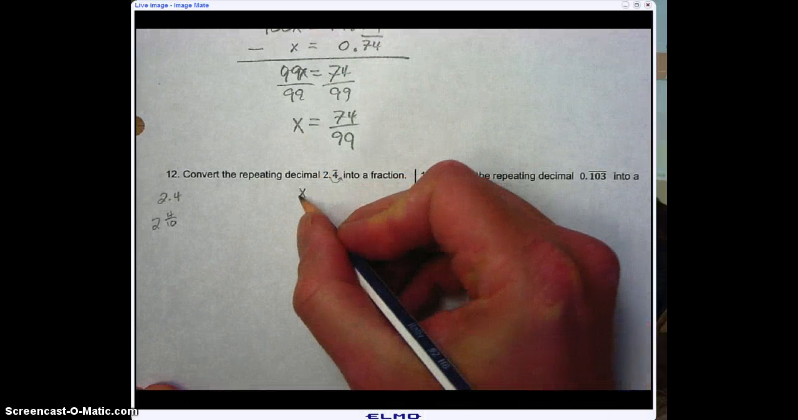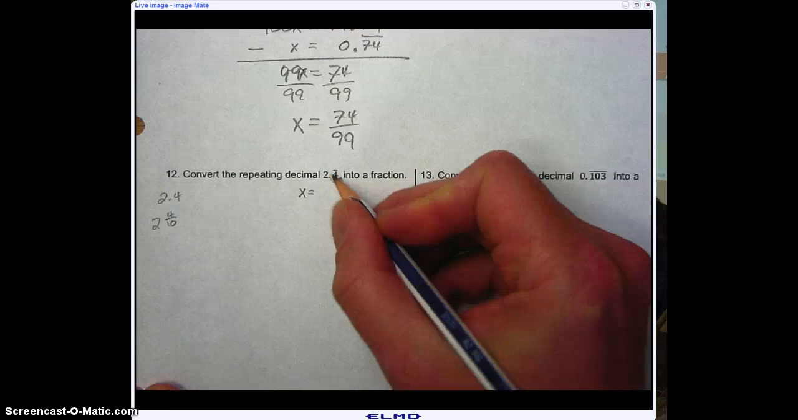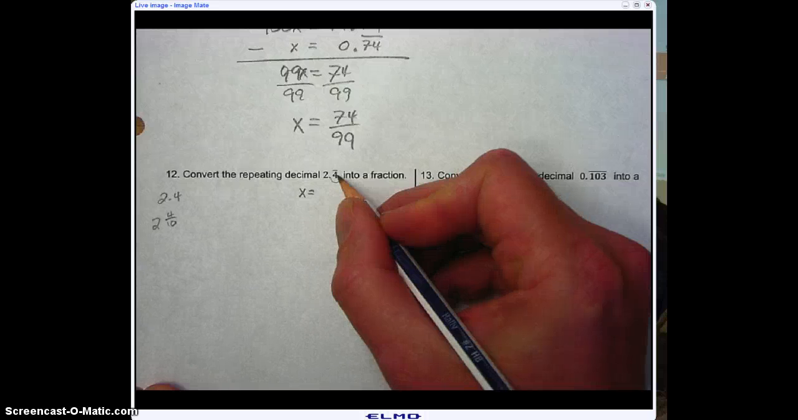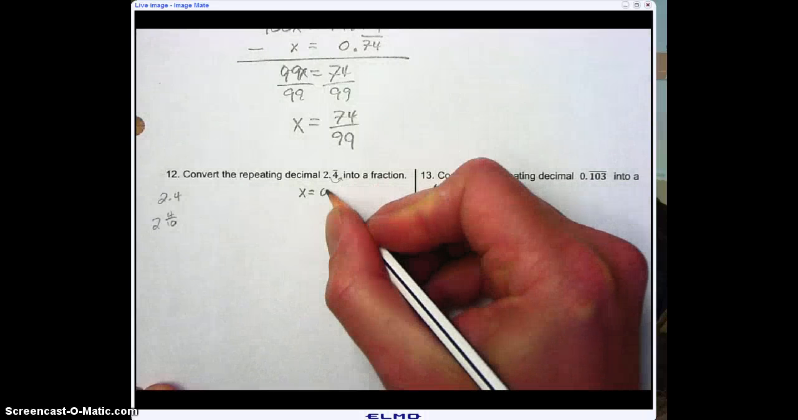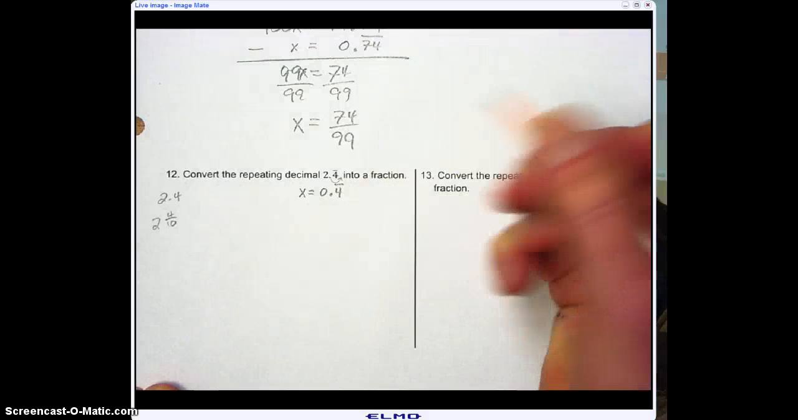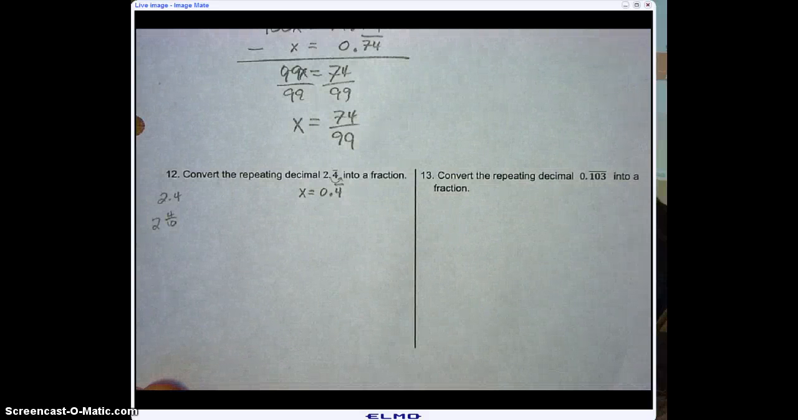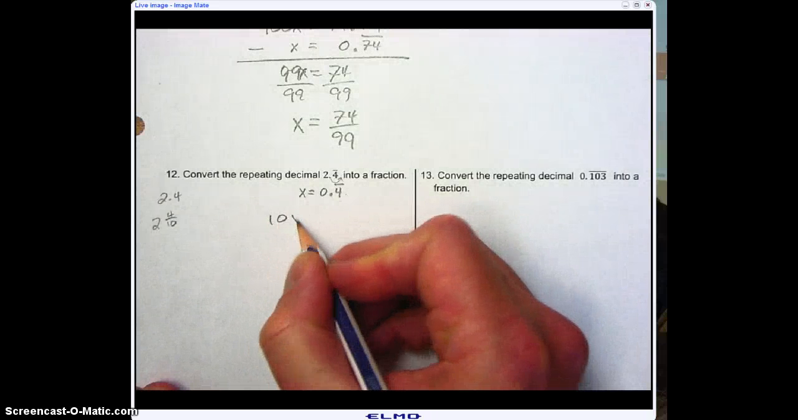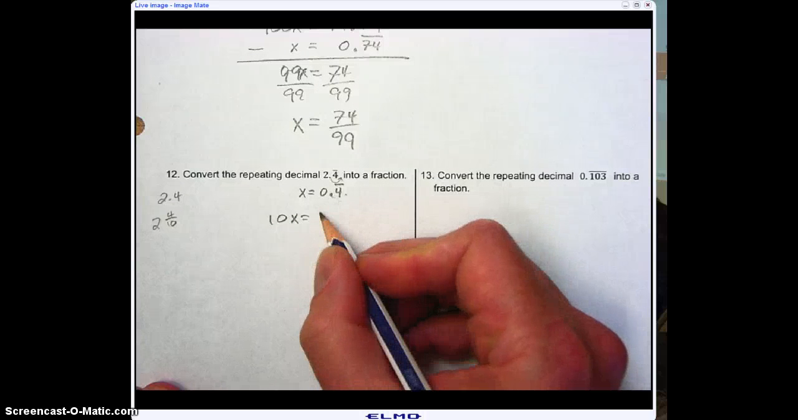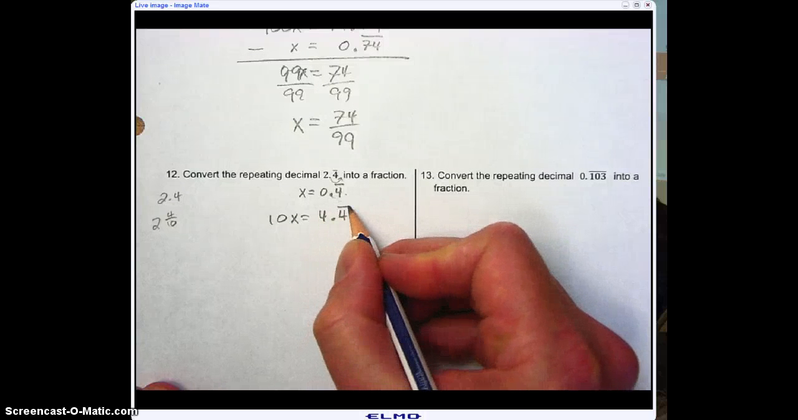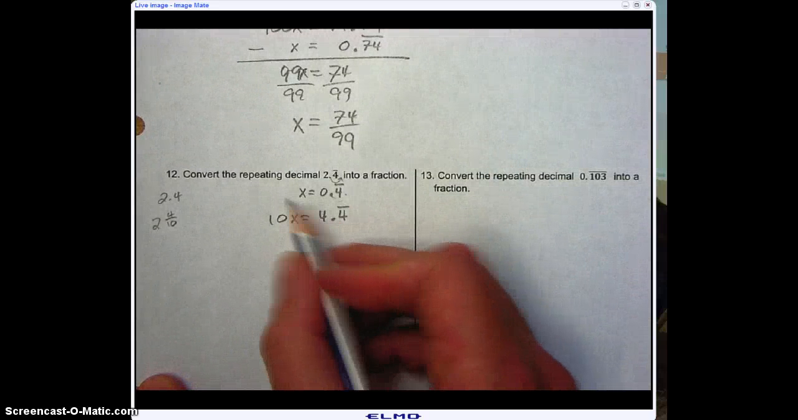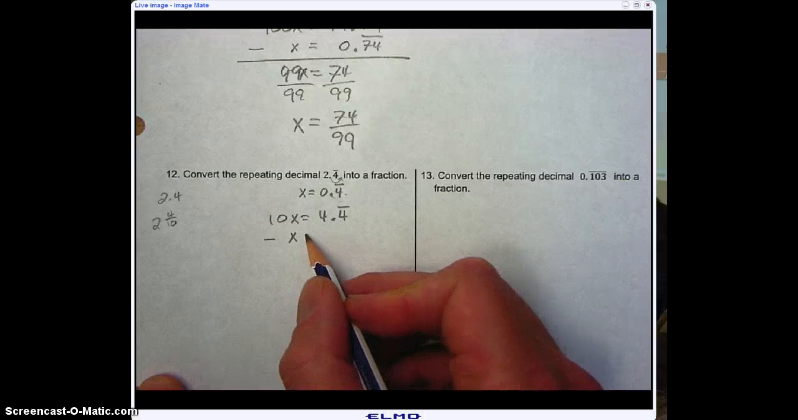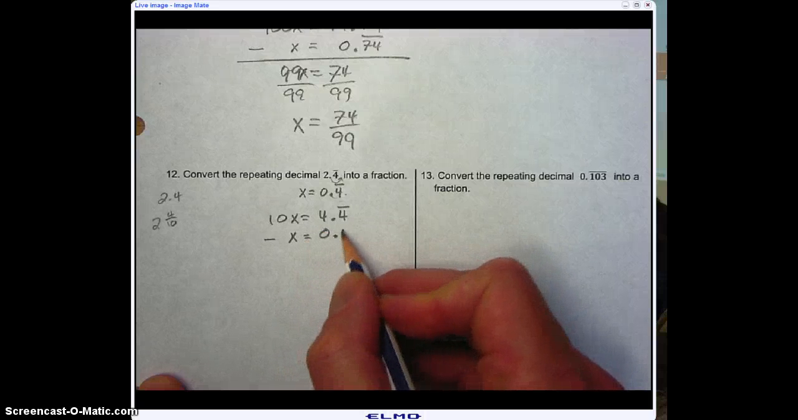Again, if I said x is equal to, now again, I'm not even worried about this 2.4 repeating part. I'm really just worried about the 0.4 repeating part. So you can just go 0.4 repeating. Okay? Well, moving that decimal once means 10x is equal to 4.4 repeating. Now I'm going to subtract this original equation from this, so minus x, and the other equation is 0.4 repeating.